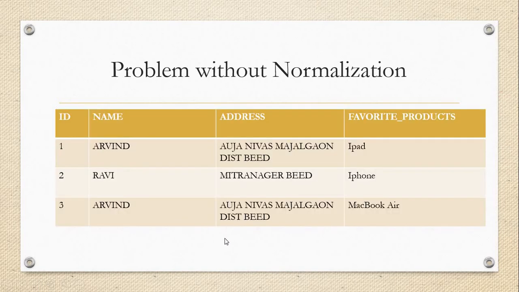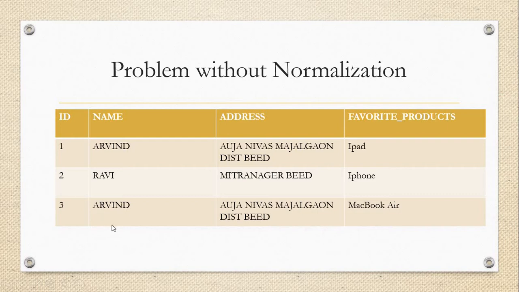So how will we update the data? For example, in the record we have IDs, different kinds of IDs, and the names of employees. In that case there is duplicate data. Here one Arvind is there and another Arvind is there. The address is the same, but the favorite product is different. So we cannot say it is fully duplicate data. It is duplicate data of only address and name.